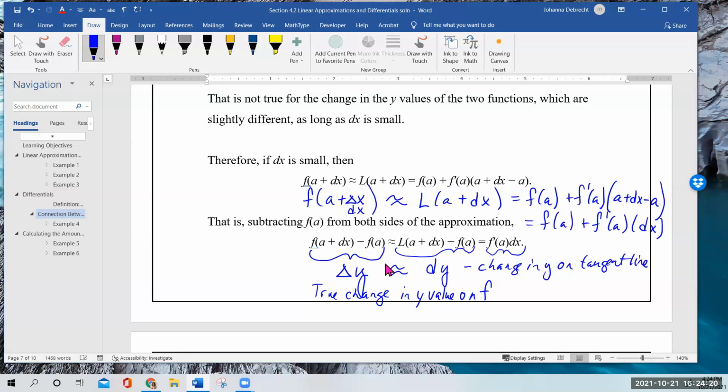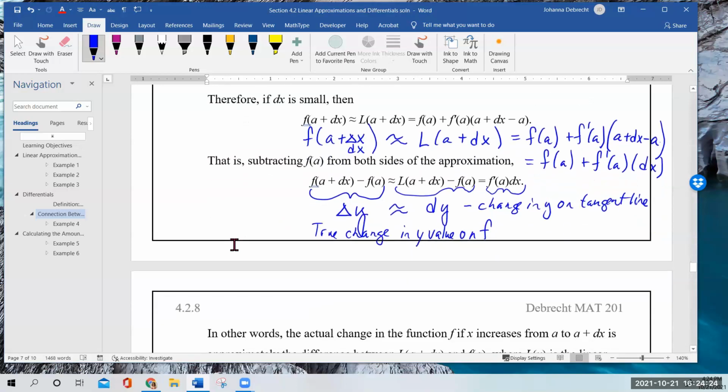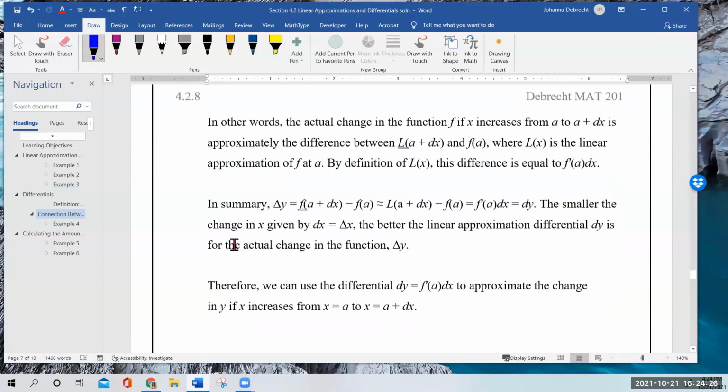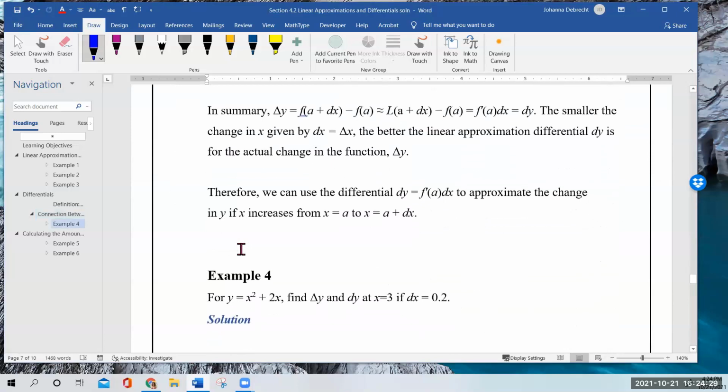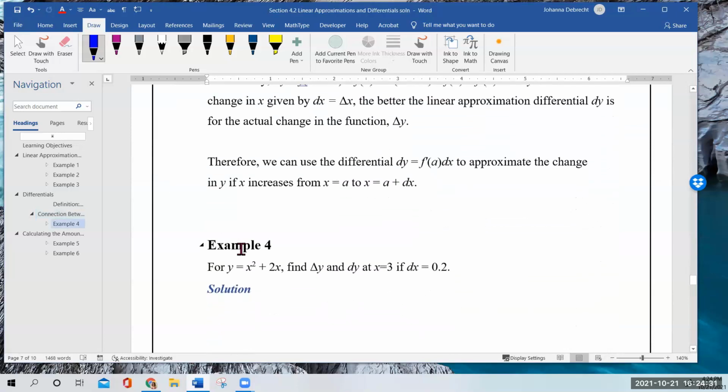They become equal to each other as delta x and dx go to 0, then the two changes become the same. This means that we can use the differential dy equal to f prime of x dx to approximate the change in y, delta y, if x increases from x equal a to x equal a plus dx. Let's take a look at example 4 and see how to apply this new idea.